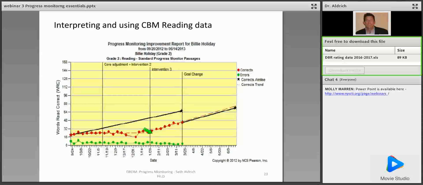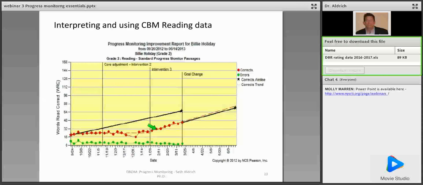So we try intervention 3. The idea being, if he's not making progress here with this intervention, we just might not have found the right intervention. So we try something else, and we still say, well, maybe this isn't a good student-intervention fit. It might be a great intervention for 80% of students. It's just not a good intervention for Billy. So we try intervention 3.